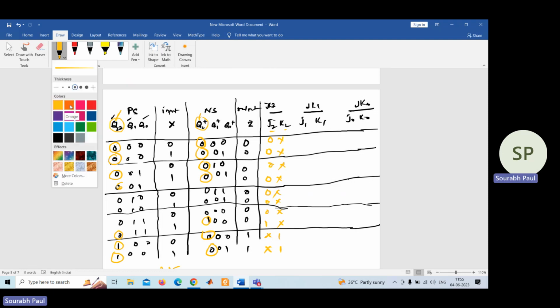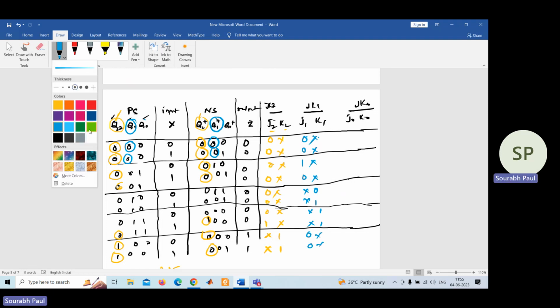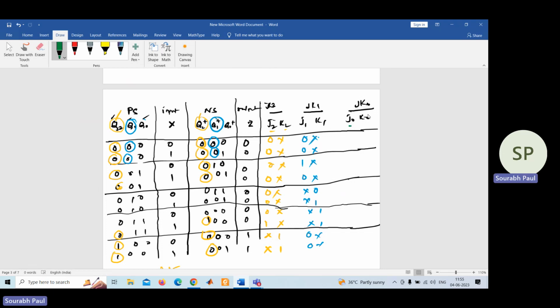The same procedure we need to follow for J1, K1 also. Compare the present and next state values and find the values. So 00 means 0x, then 00 again means 0x. Complete this process: 1x, 0x, x0, x1, x1, x1, 0x, 0x. Now do the same process for flip-flop number 0.